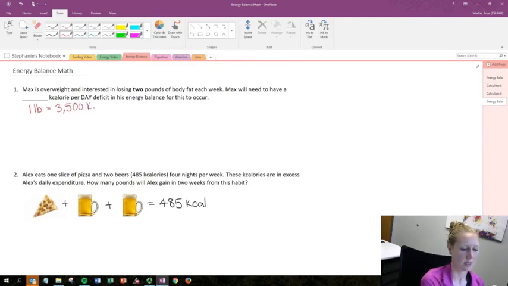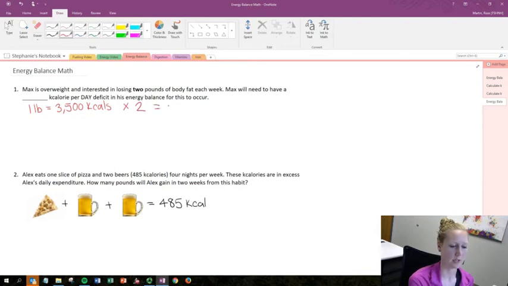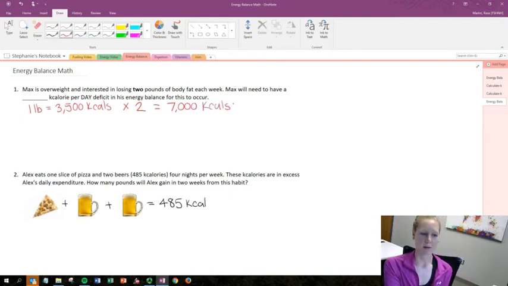So to start out, the important thing we need to remember is that 1 pound is equal to 3,500 kcals. So in this case, he wants to lose 2 pounds. So first step is just multiplying that by 2. So 2 pounds is going to be equal to 7,000. And then this is how much he wants to lose per week.